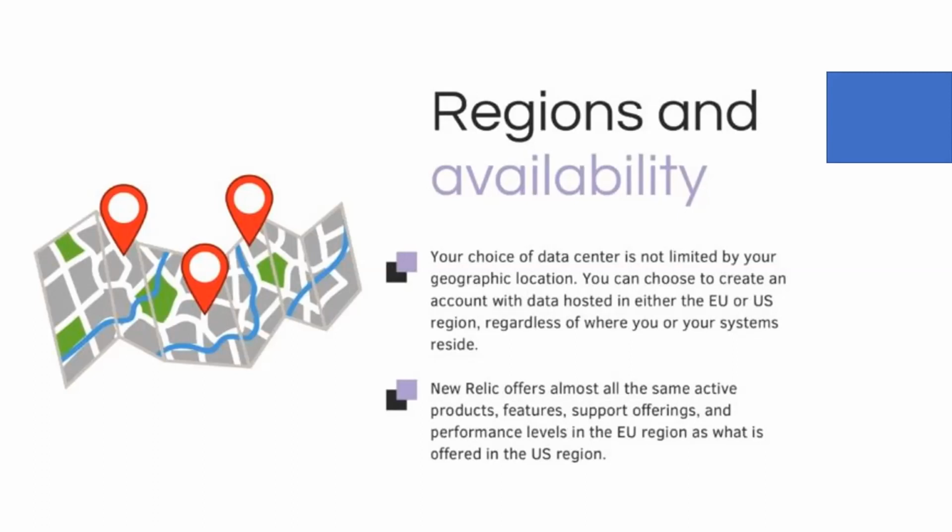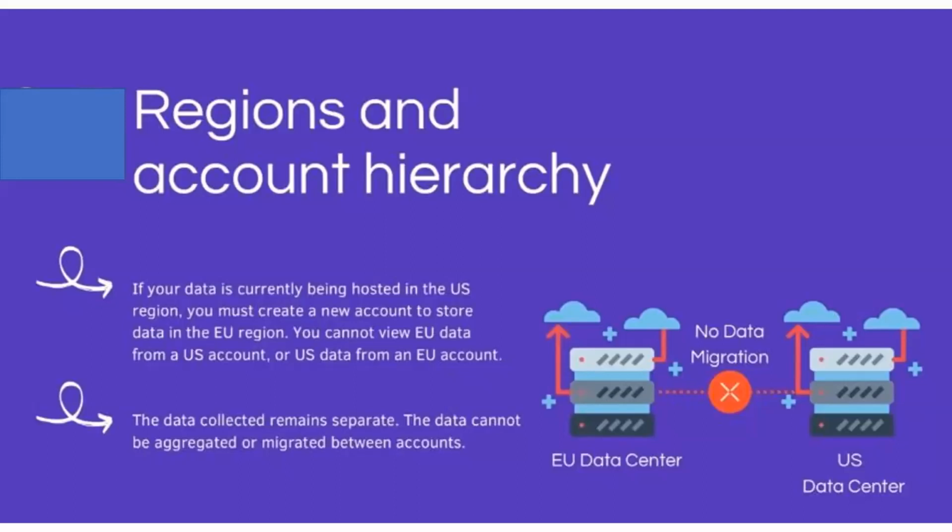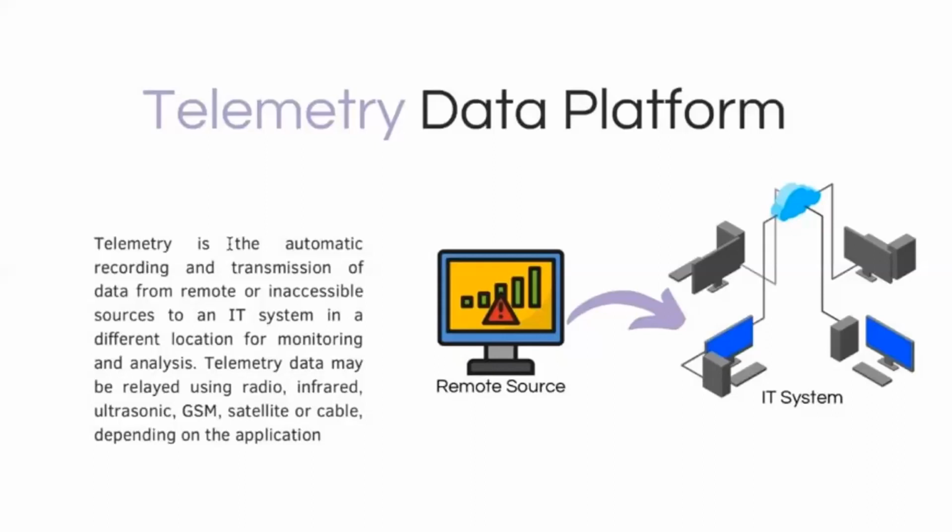New Relic offers almost the same active products, features, and performance levels in the EU as what is offered in the US region. So in other words, in both regions, similar features are there. Regions and account hierarchy: if your data is currently being hosted in US, you must create a new account to store the data in EU. You cannot view EU data from a US account or vice versa. The data collected remains separate. The data cannot be aggregated. Again, there are certain rules from the European Union versus US governments. For that reason, all this is separate at a high-level architecture level. The data here is not exposed there and the data there is not exposed here is really what it boils down to, guys. That is just to give you an idea, something to be aware of.